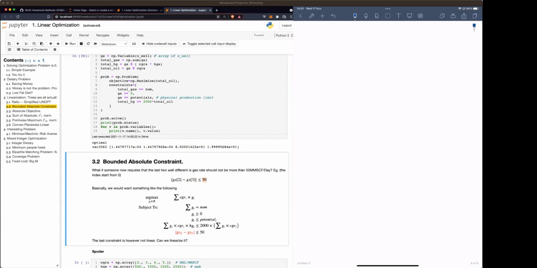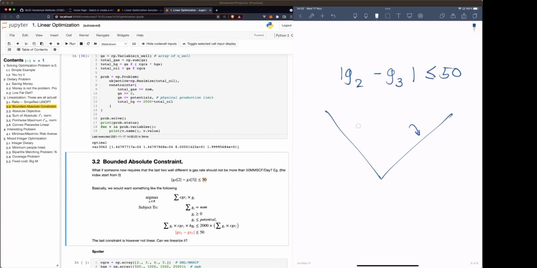So that means if you look at this, you want the absolute value to be less than or equal to 50. And this is sort of linear if you think about it. You want G2 minus G3 to be less than or equal to 50. This thing is sort of linear except for the absolute, right? Because if you think about the absolute function, this is what it looks like. This side is linear, and this side is also linear.